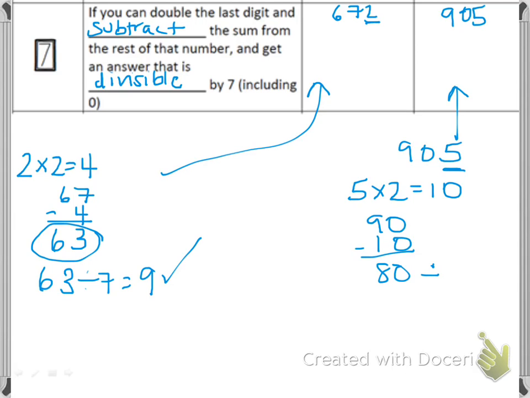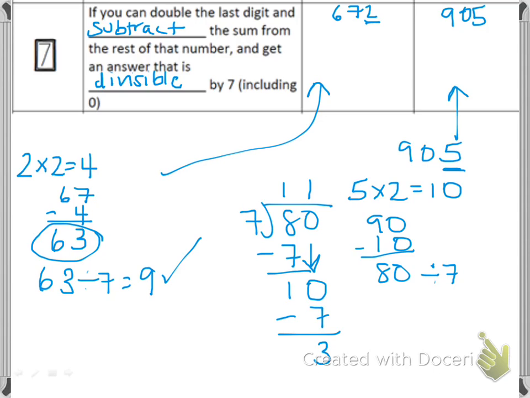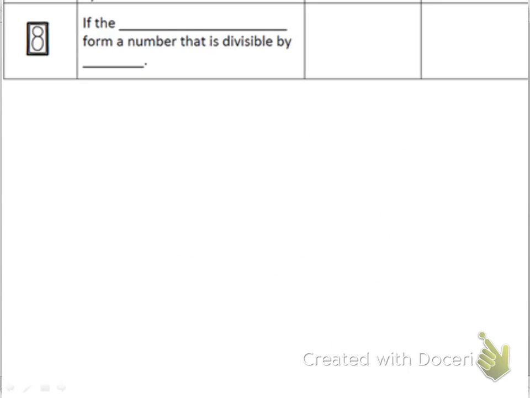Is 80 divisible by 7 evenly? Well, let's check. 80 divided by 7. 7 goes into 8 once. 1 times 7 is 7. Subtract it, get a 1, bring down that 0. How many times can 7 go into 10? They can go in 1 time. 1 times 7 gives 7, and we get a 3. So 80 divided by 7 is 11 with a remainder of 3, which tells us that 905 is not divisible by 7. That's the hardest one.